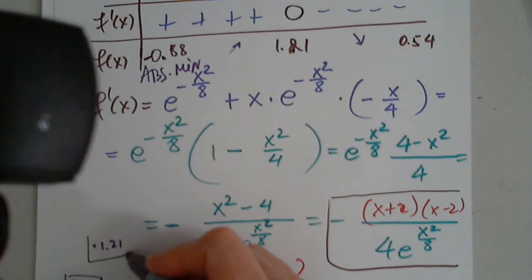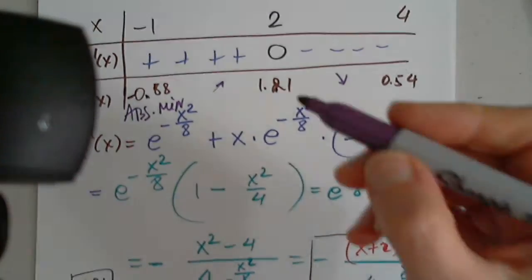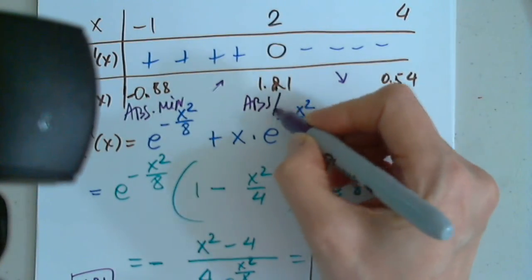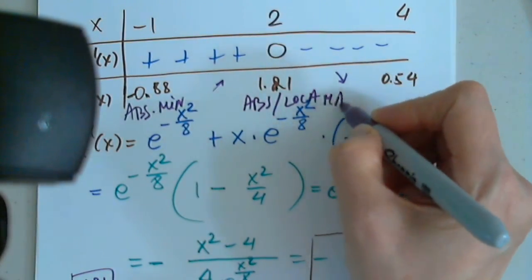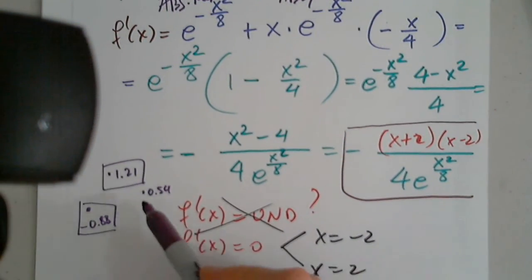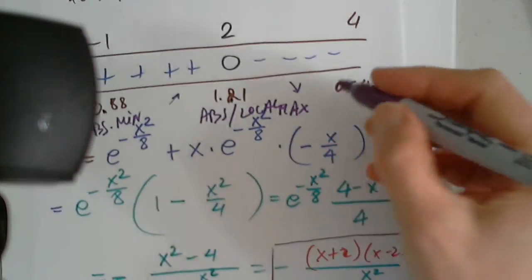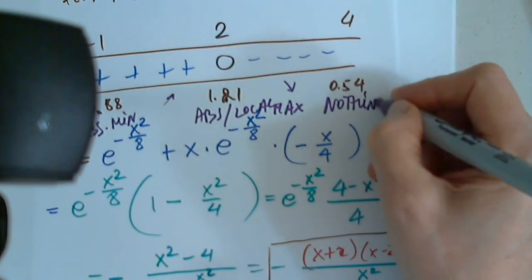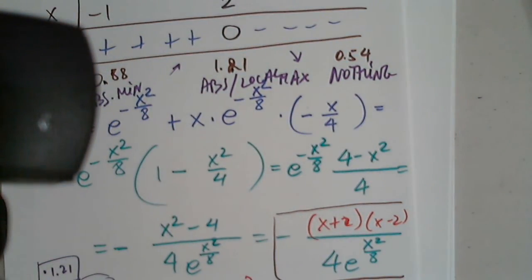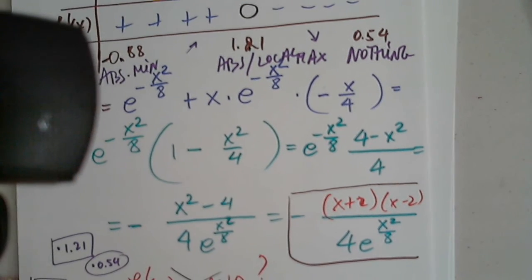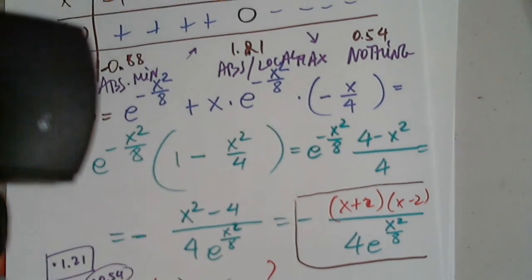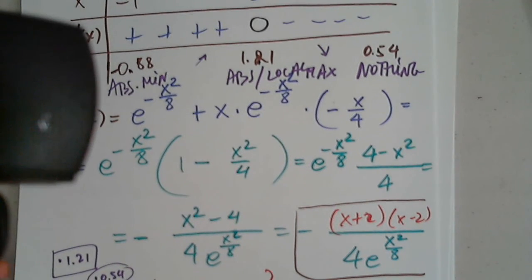What is this point? The absolute and local maximum. Absolute and also local max. Good. What is this point? Nothing. Nothing. Very good. Any questions? Any questions?